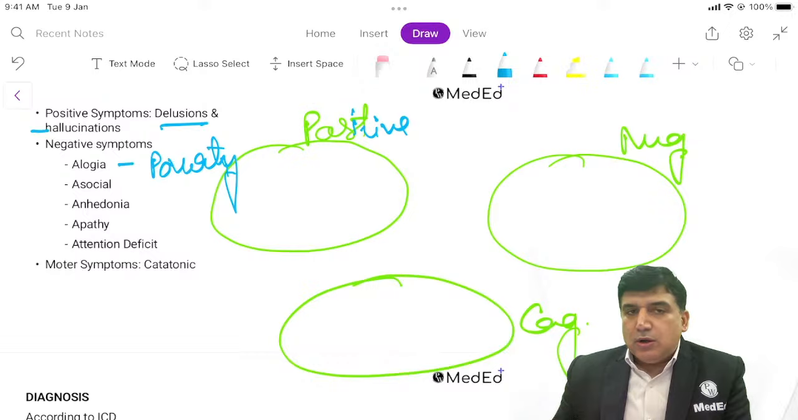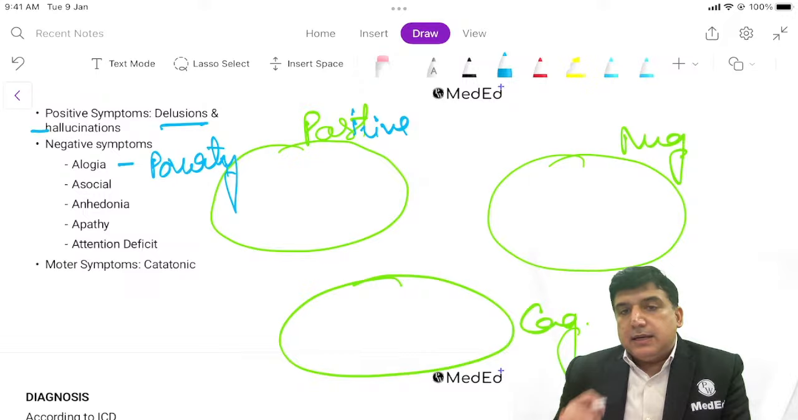Asociality, the patient having a social withdrawal; anhedonia, loss of pleasure in activities which were pleasurable previously; and apathy, where the patient doesn't show any enthusiasm. Attention deficit: any psychiatric disorder including schizophrenia affects the higher mental functions, and the patient always complains about decreased attention, concentration, and memory.